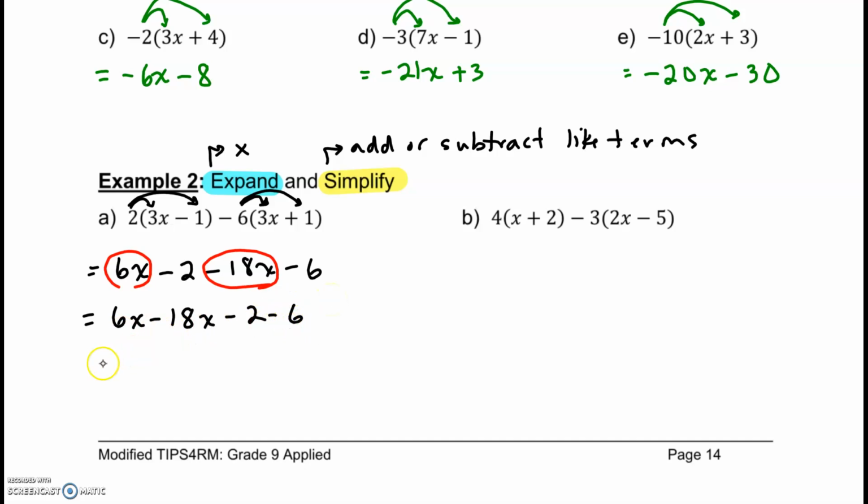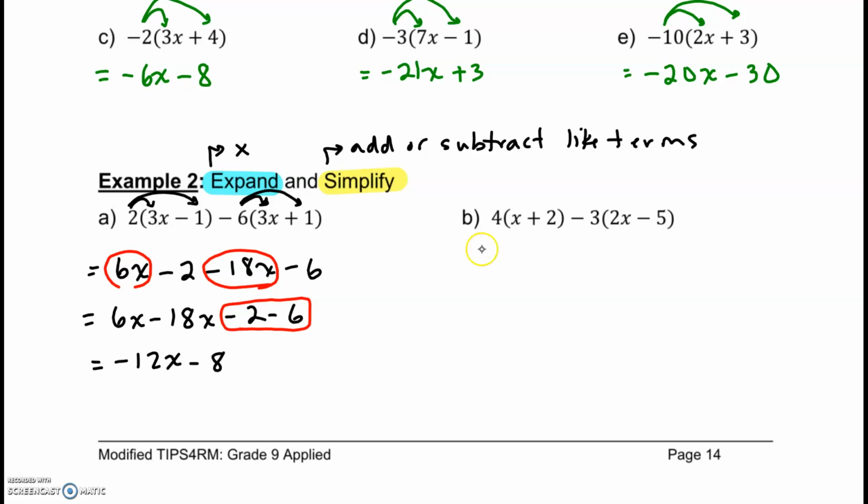And then in this step, this is the simplify that I've highlighted in yellow. We're now going to add or subtract like terms. So 6 minus 18 is a negative 12x. And remember, this is not 2 minus 6, right? We don't think of it like that. We've got to remember what we've been doing the last couple days, or last couple lessons. It's a negative 2 minus 6, and that's going to be negative 8. And that's your final answer.